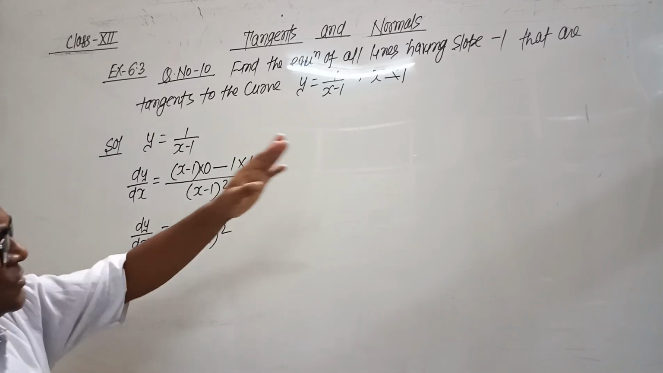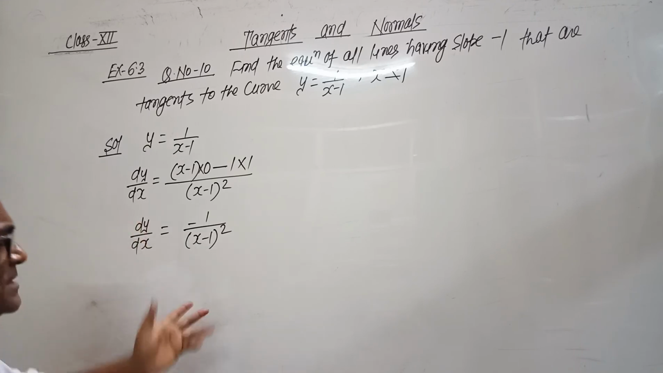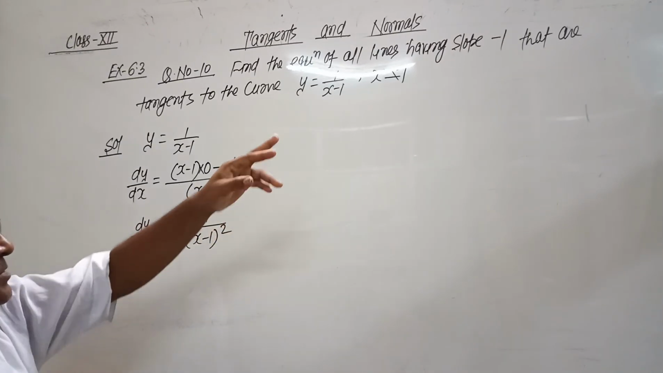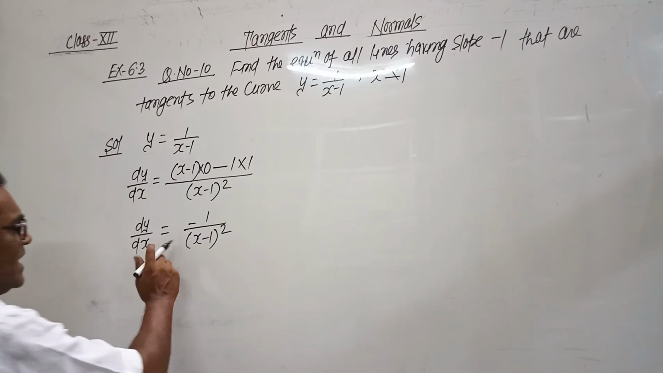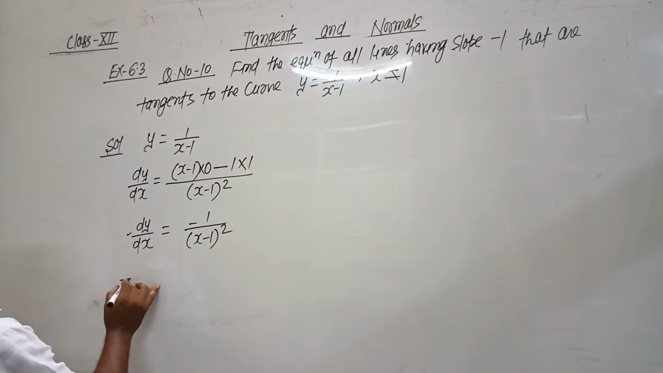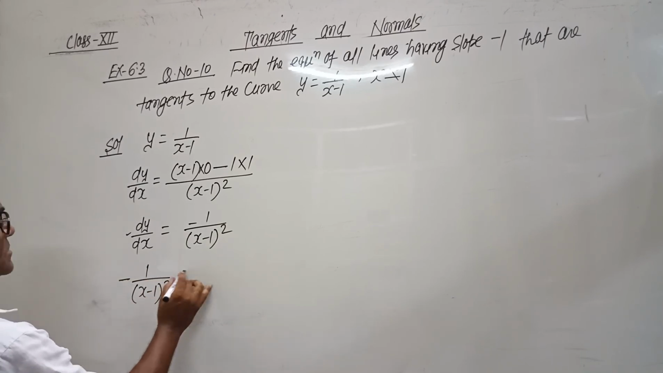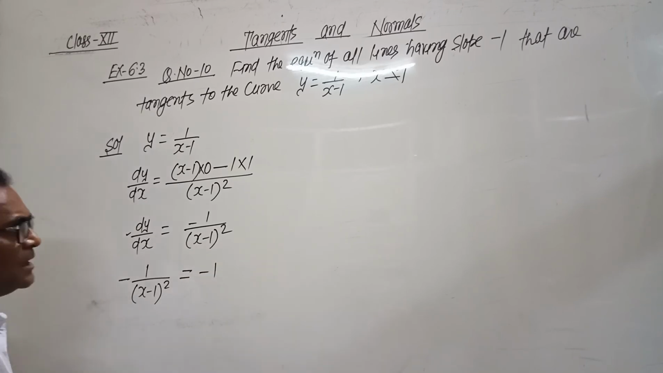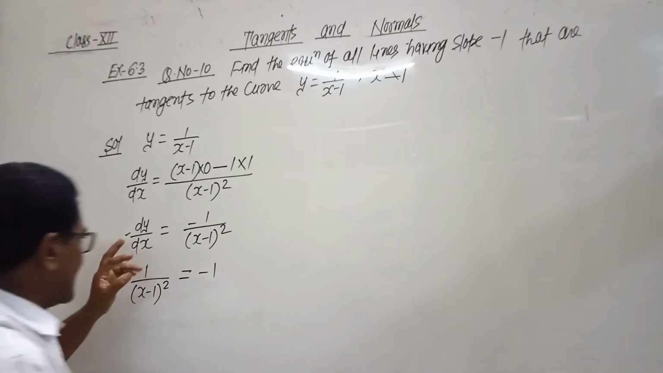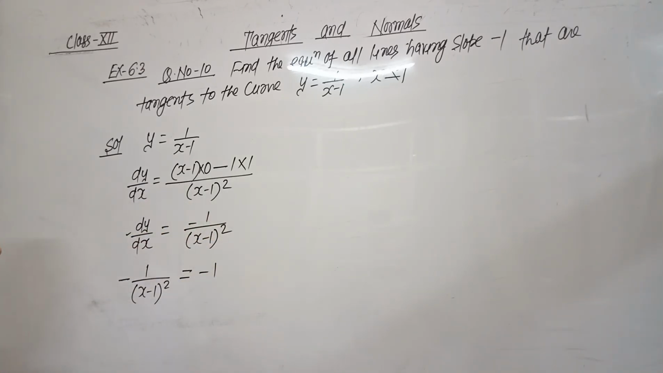Now the slope of the lines is also given, and the line is the tangent, meaning both have the same slope. So we can equate this slope to minus 1. So minus 1 upon x minus 1 the whole square equals minus 1. This is the slope of the same tangent line.